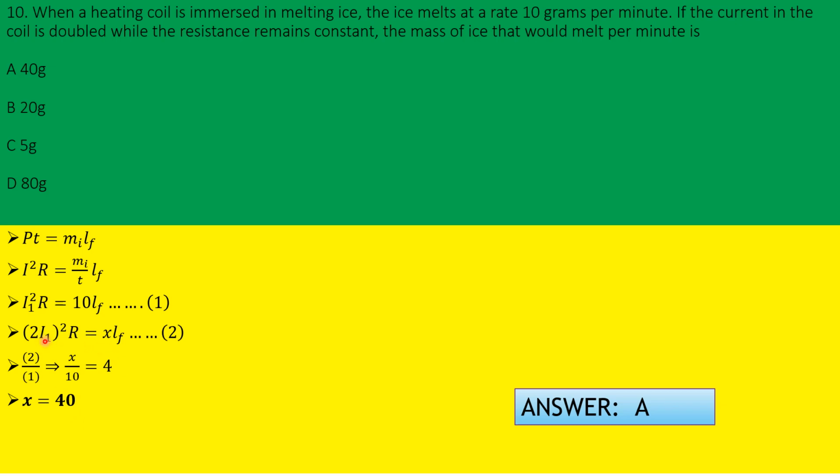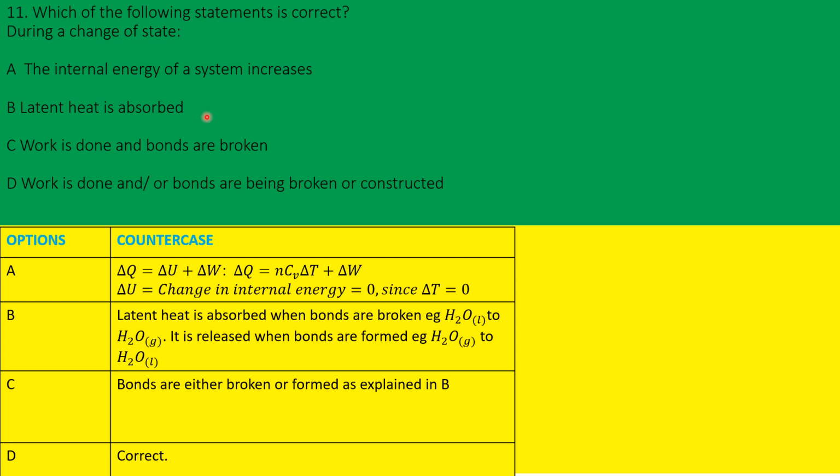When you double the current, right? So when you double the current, since the energy is actually a function of the square of current, you expect that 4 times the initial mass of ice that was melting per unit time would now melt at a doubled value for current, right? So we actually have 40 grams then. All right, so notice the way I've solved it using basic thermodynamic equations, right? So we have which of the following statements is correct?